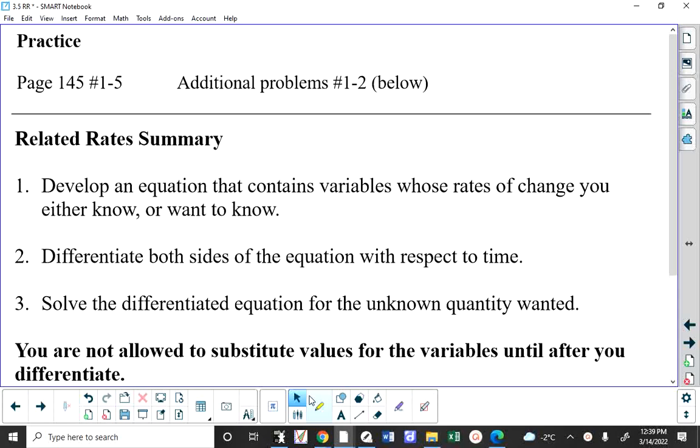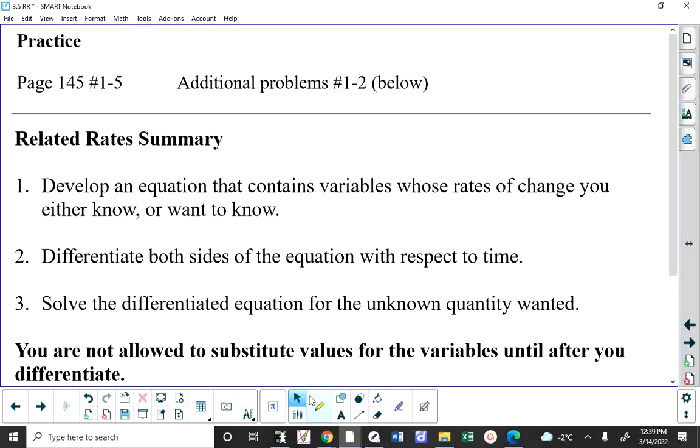In a related rates problem, you're asked to find the rate of change of some variable. Maybe you're asked to find the rate at which the area of a circle is changing. Maybe the length of a cable, or the length of a shadow. The bottom line is you're trying to determine the rate of change of a variable. And the reason it's called related rates is the rate of change of the variable that you're trying to find is related to the rate of change of a different variable.